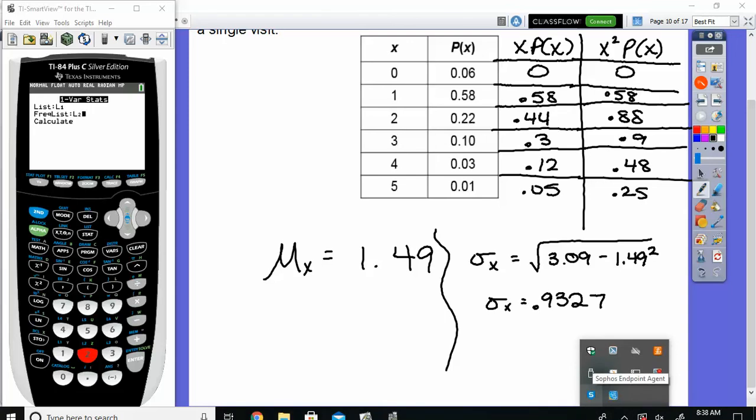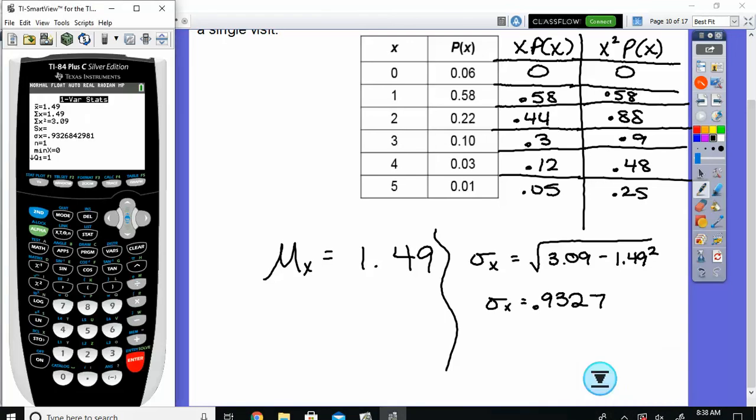So then if you hit enter, it comes up the x bar 1.49, isn't that what we had for our mean? And the sigma, the standard deviation of x, was the 0.9327 that we got. Okay, so you do the one variable calculations, but your frequency has to be set as the probabilities. And then you can get it from your calculator. Alright, any questions there?